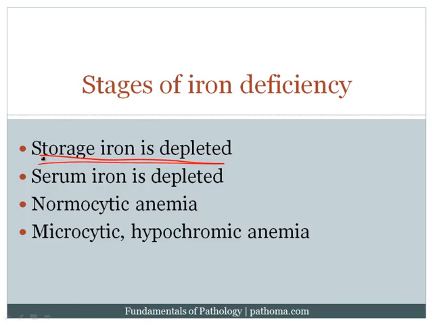So over time, the very early stage of iron deficiency is that the storage iron will be depleted. Now recall, what is the measure of storage iron? Ferritin. Ferritin tells you how much iron is stored in the body. Now, when the storage iron is depleted, what is going to happen to the serum ferritin? Then the serum ferritin is going to go down, correct? Because the storage iron is being consumed.